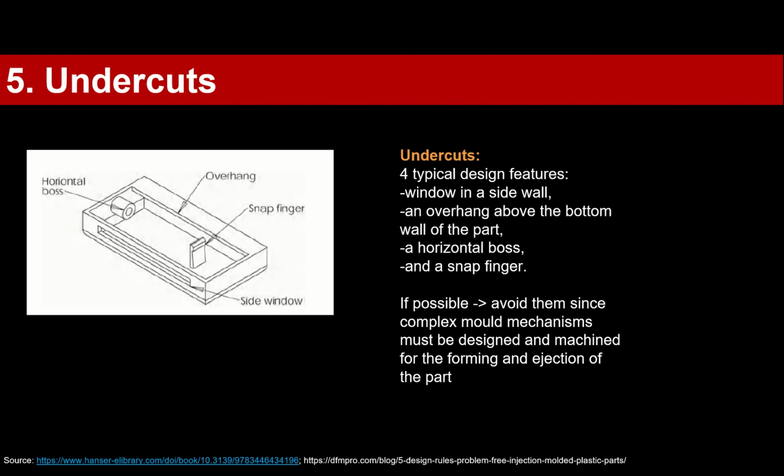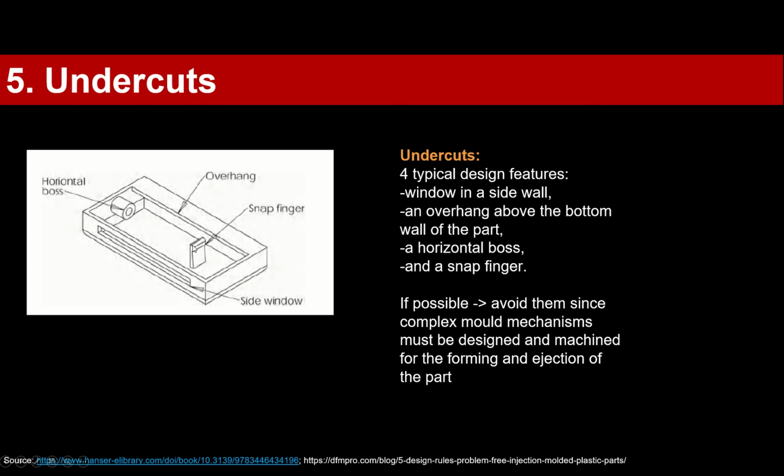Okay, the last point, number 5, undercuts. So here in this example you see 4 typical design features. We have here a window in a side wall. We have an overhang above the bottom of the wall. We have a horizontal boss here, and we have a snap finger.